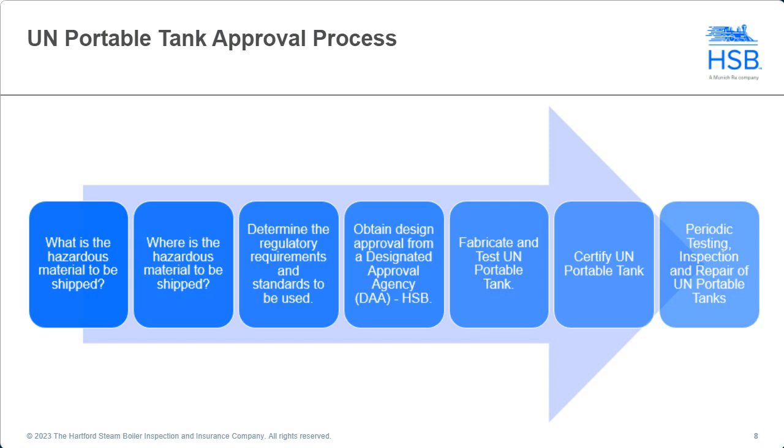Some of the things that we'll discuss in this presentation are: what is the hazardous material to be shipped? Where is the hazardous material to be shipped? Determine the regulatory requirements and the standards to be used. Obtain design approval from a designated approval agency, DAA, such as HSB. Fabricate and test the UN portable tank, and then certify the UN portable tank. Once it's certified, it can be used for the transportation of hazardous material, and then it's required to be periodically tested, inspected, and if necessary, repaired.